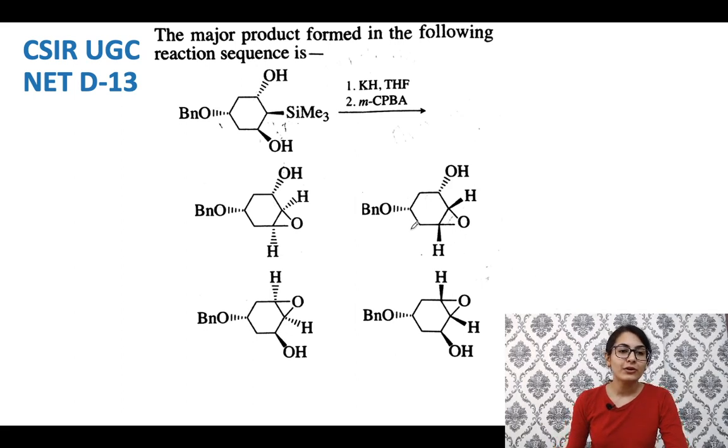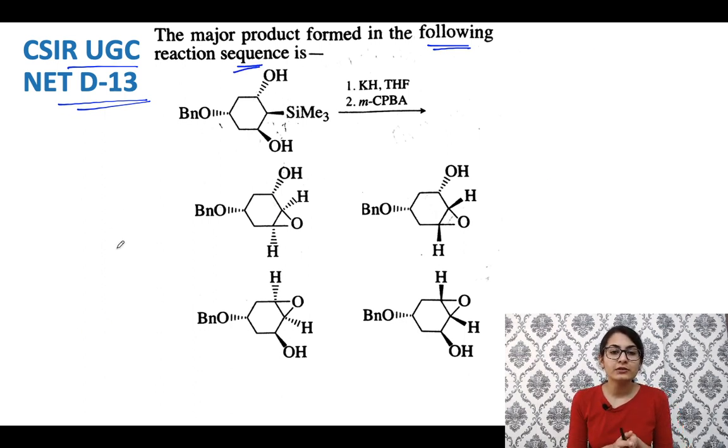Right, so let's now talk about a question which was asked in CSIR UGC NET December 2013. Very important question. The major product formed in the following reaction sequence is, let's talk about this, what do you see in this molecule? You see a protected oxygen, this is a protected alcohol formed by the benzyl ether. This is another OH. In between there is a SiMe3, silicon is present, and also another OH is present.